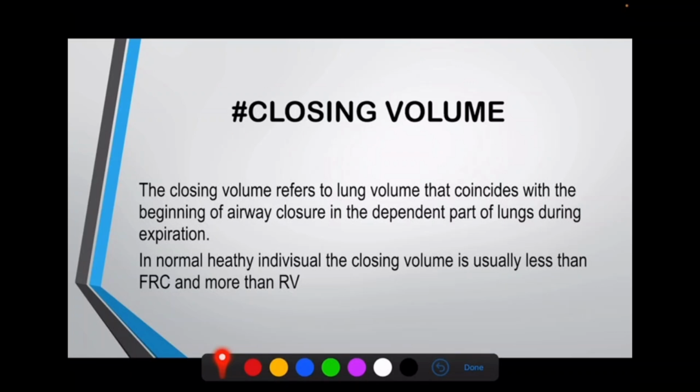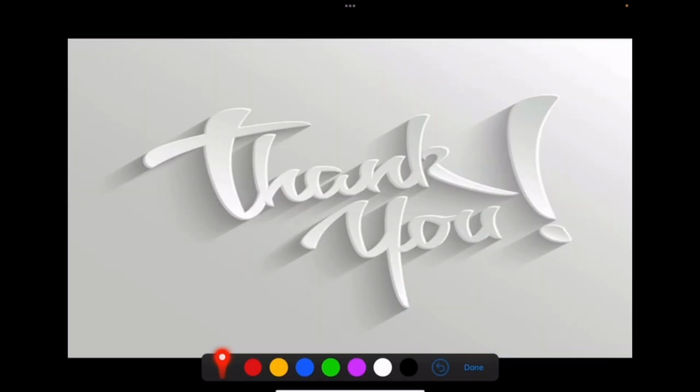When we are expiring and we attain the point where the first airway starts to close, that point is exactly known as the point for the closing volume. And at that point, the amount of air which we have expired is referred to as the closing volume. It is generally more than the residual volume and less than the forced respiratory capacity. The first airway generally closes at the base of the lung, because due to the lung weight at the base, the airways are usually compressed first, before the apex of the lung.